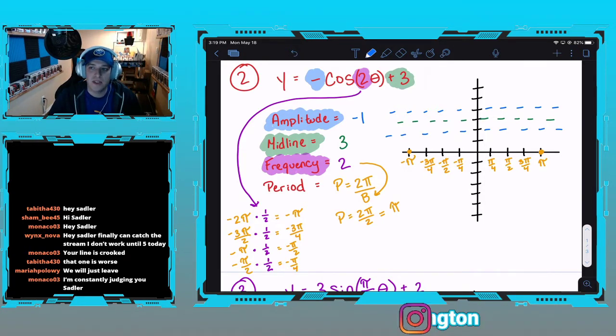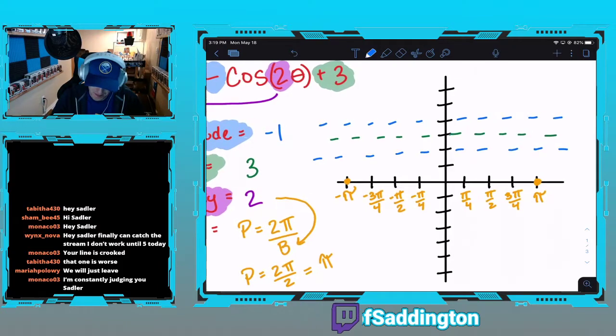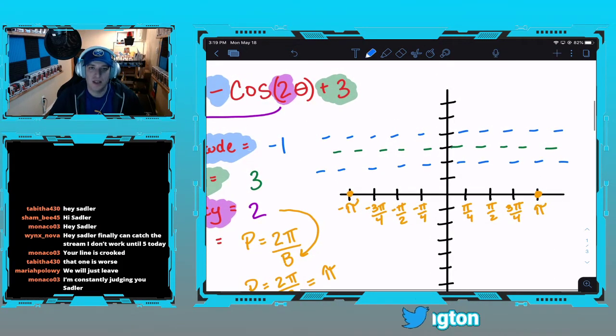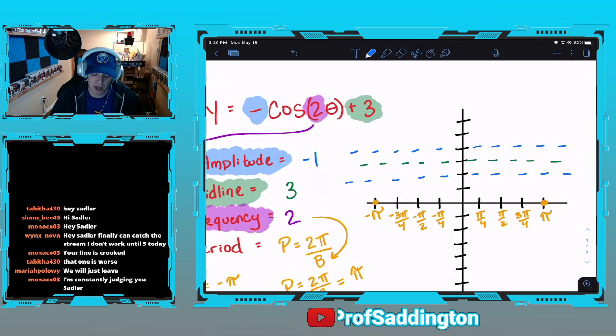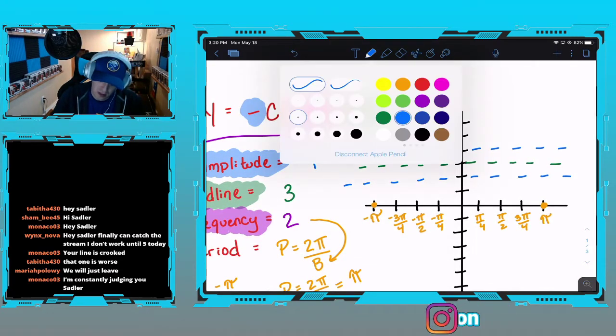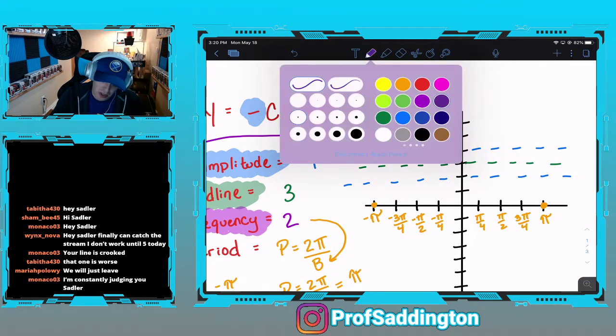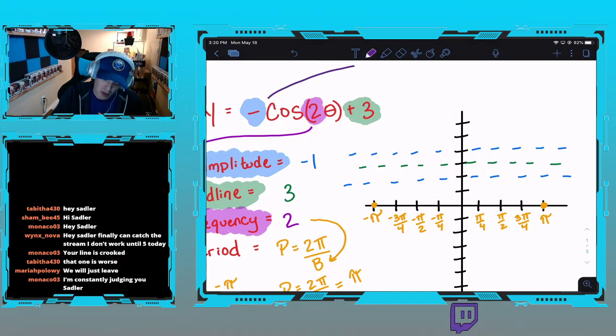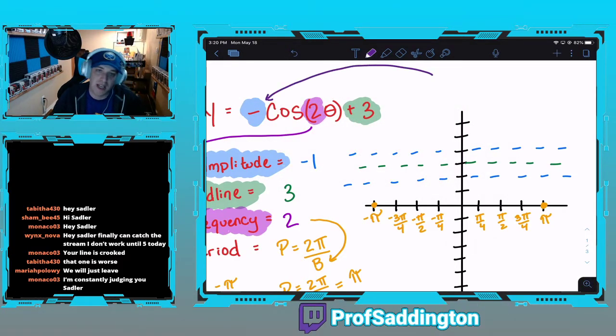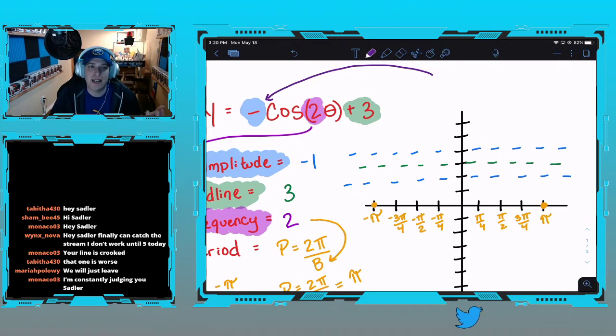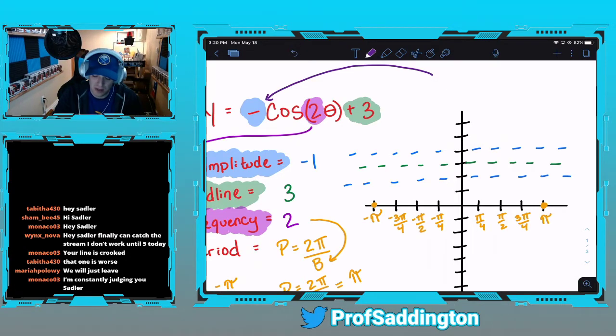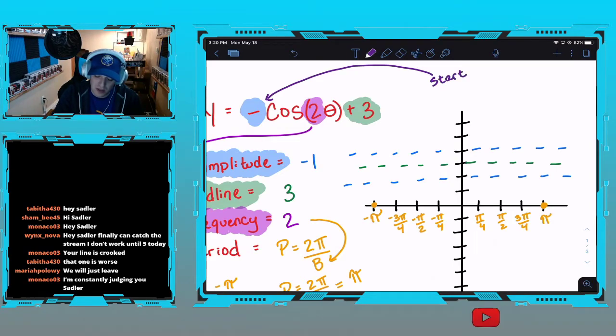So we know our answers have to be between those two blue lines, and we know the green line is the middle. Now this time it's a cosine curve. So if we're doing a cosine curve, it does not start at the midline. It starts at the sign that you begin with.